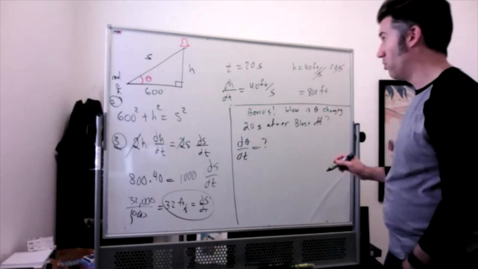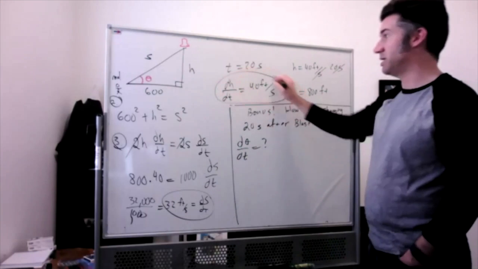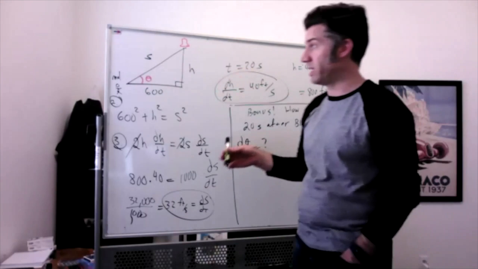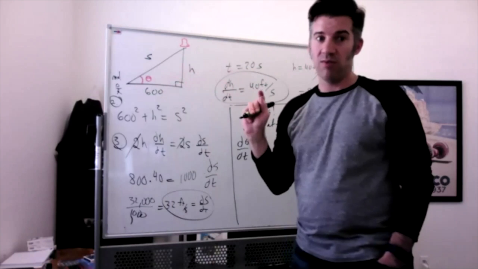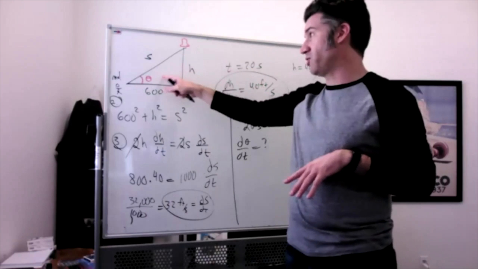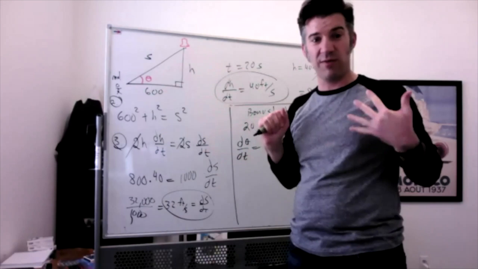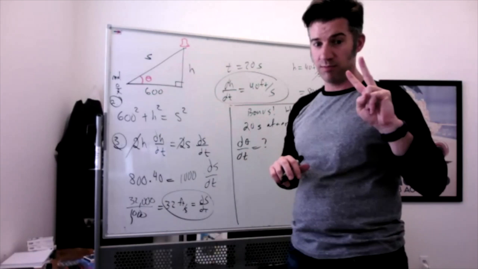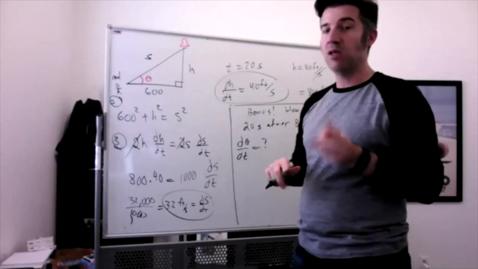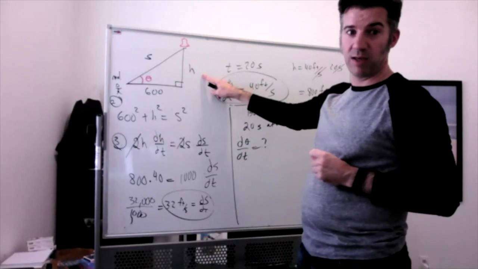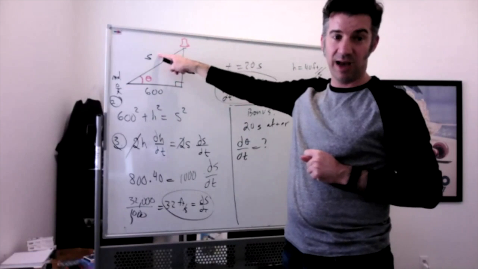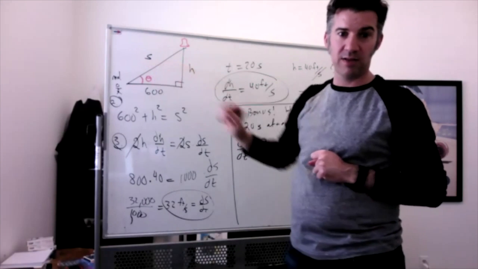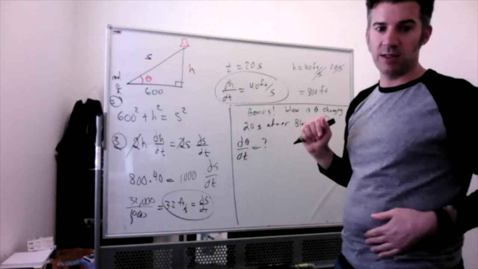And I do know, once again, that dh dt is 40 feet per second. So to get an equation relating theta and h, well, typically the way you relate an angle to one of the sides of the triangle is through a trig function. So there's two good answers to this question. What trig function can I use so that I have h in my equation, but I don't have s? I really want a trig function for theta that has h and not s. So what's one option? Tangent, definitely an option.